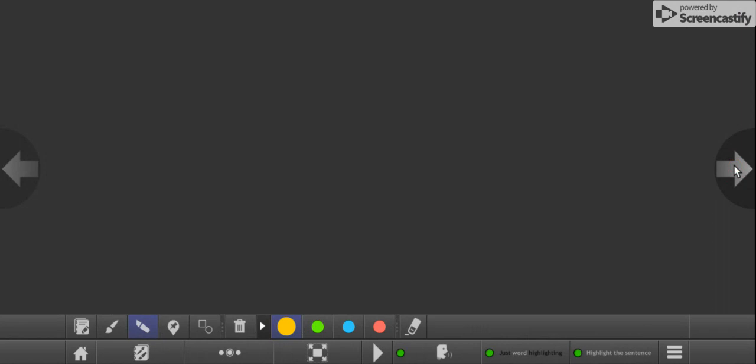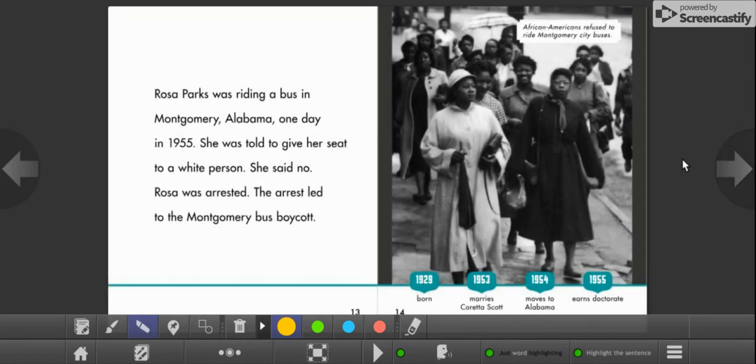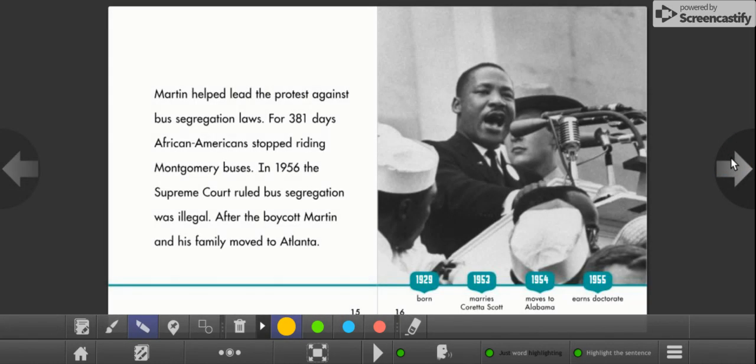I go to the next page, and I'm again highlighting some key background information about how Rosa Parks was arrested, and it led to the Montgomery bus boycott. And at this point, Dr. King gets involved. And so we have our first actions, and I could even use a different color here because the other is background information.